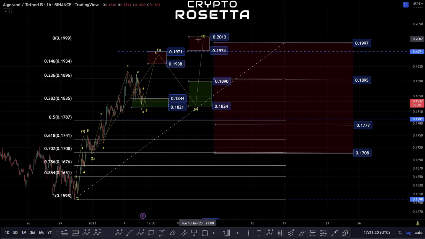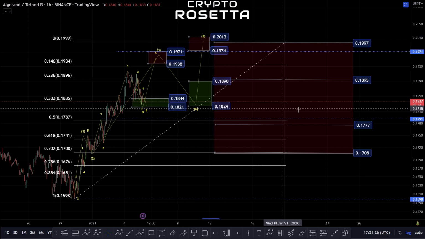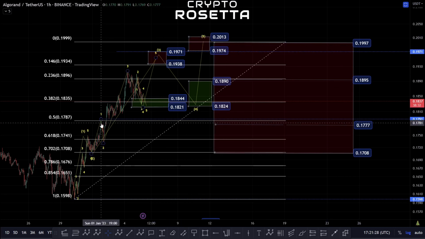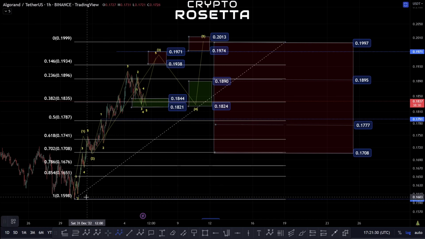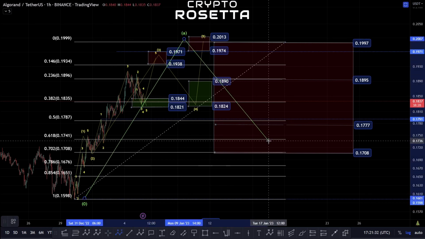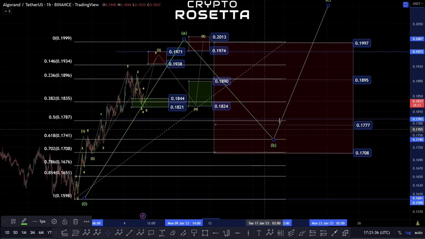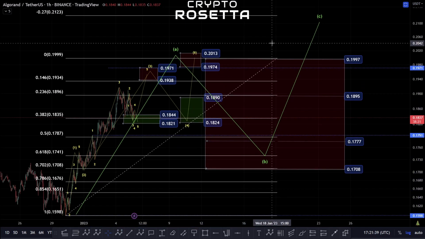But if we do start to break down from this fifth wave area up here, this 2013 to this 1974, potentially if we were looking for a bigger correction to the upside, we could look at this as an A. We'd be looking for this retracement in a B, and then looking to push up one more time for a C wave.